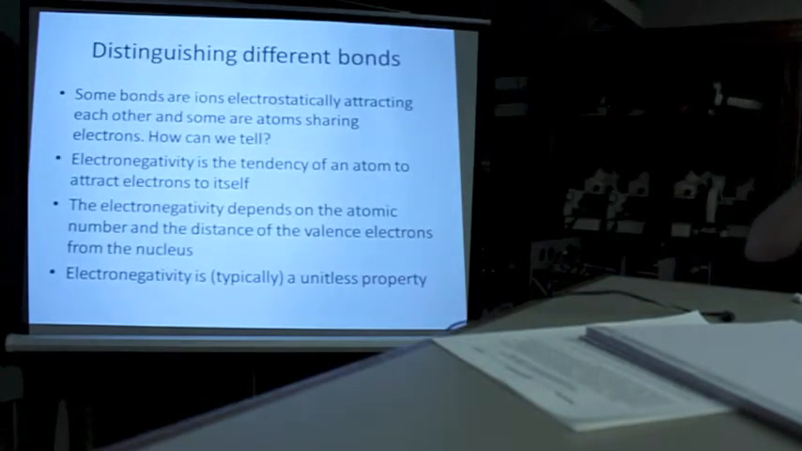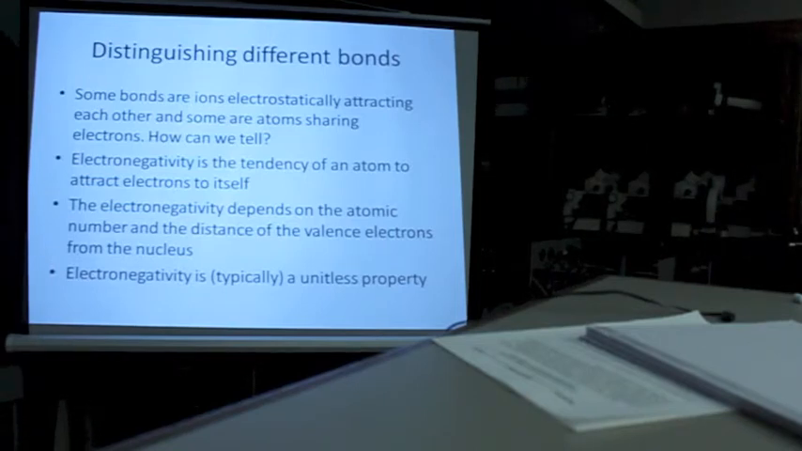And so this is, I think now we've kind of defined it in this arbitrary way, but we can quantify it to some extent. Some bonds are ions electrostatically attracting each other, so that positively charged ion and the negatively charged ion sitting next to each other. Some of them are sharing electrons to some degree, but we wanted to be able to know the difference between these things, how to distinguish bonds like that.